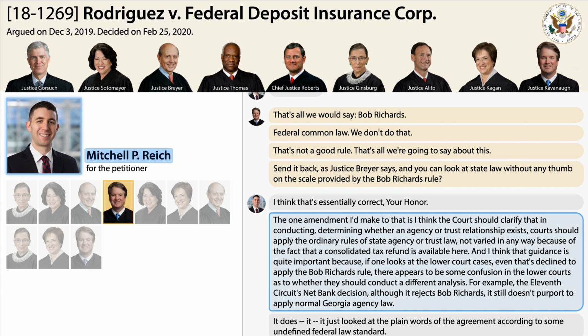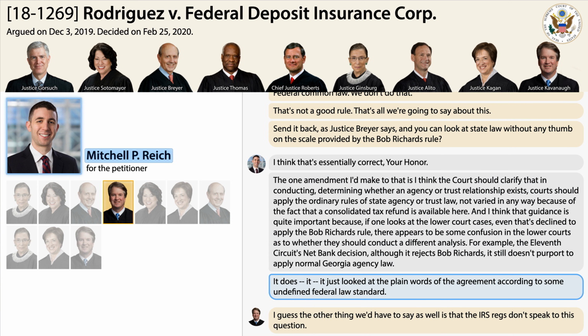The one amendment I'd make to that is I think the Court should clarify that in determining whether an agency or trust relationship exists, courts should apply the ordinary rules of state agency or trust law, not varied in any way because of the fact that a consolidated tax refund is available here. And I think that guidance is quite important because if one looks at the lower court cases, even those that declined to apply the Bob Richards rule, there appears to be some confusion in the lower courts as to whether they should conduct a different analysis. For example, the 11th Circuit's NetBank decision, although it rejects Bob Richards, it still doesn't purport to apply normal Georgia agency law. It just looked at the plain words of the agreement according to some undefined standard.